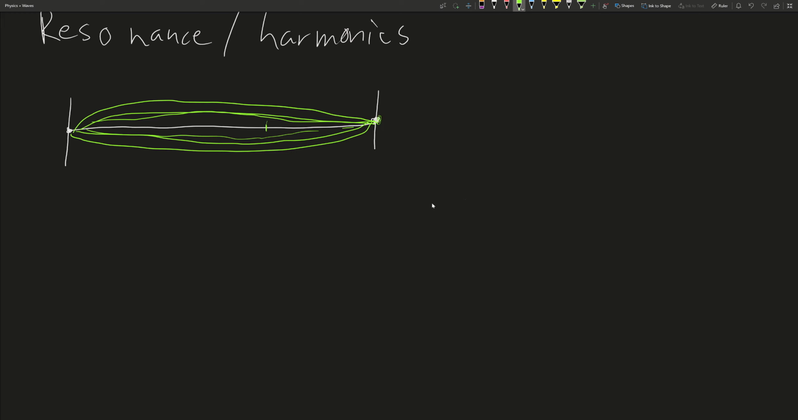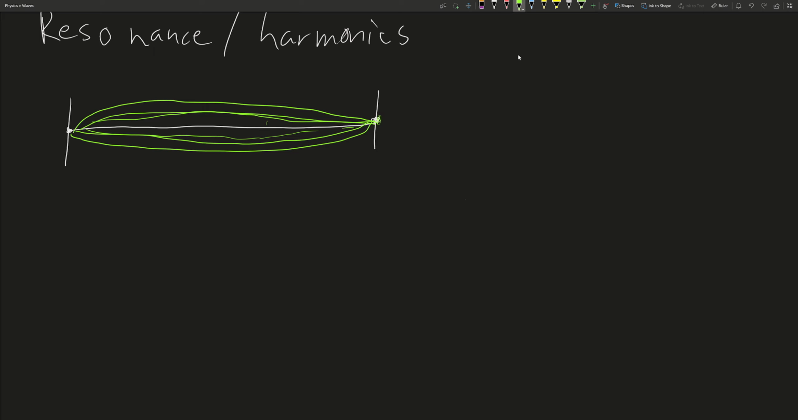And so you can think of it like if you have a certain section of string or a certain section of tube for a wind instrument, there's only certain wavelengths that can fit on that string and have a complete node or antinode. So where it satisfies the condition where the two ends are either nodes, antinodes, or one end is a node and one end is an antinode.